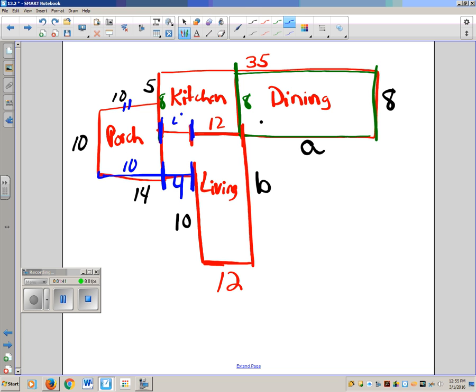So this 4 you can take up here, which means from kitchen to dining room is 16. If from dining room to kitchen combined is 35, the kitchen is 16. I just need to subtract those, and then I get 19. So after all that, A is 19.